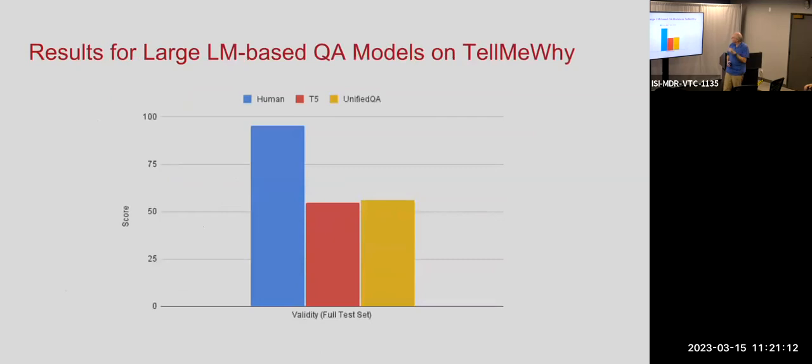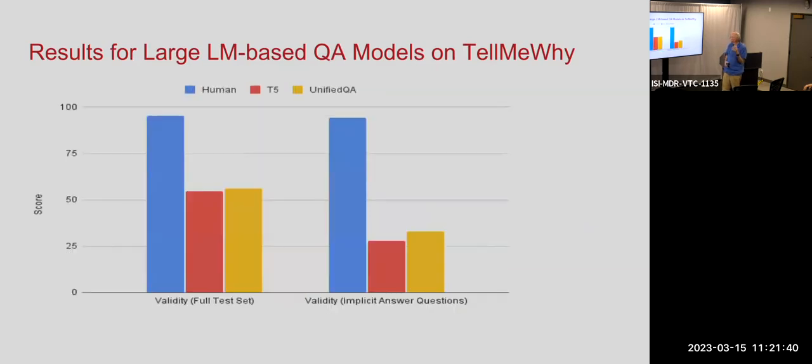Okay, here were the results: the percentage of the answers generated by the model that were judged as valid, which means a positive Likert score. We actually ranged the Likert scale from -2 to 2. So if it was a +1 or a +2, we said it's a valid answer. Humans are at about 95% here. T5 was getting about 50, UnifiedQA maybe a little bit better. So not that great. Not horrible, but not that great.